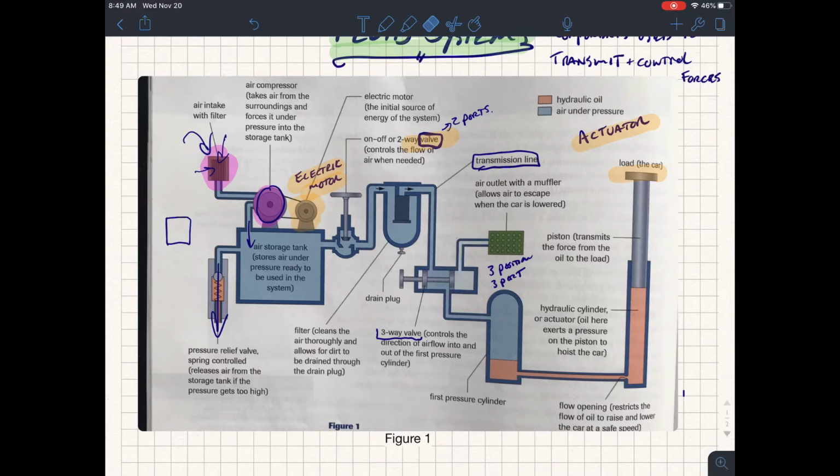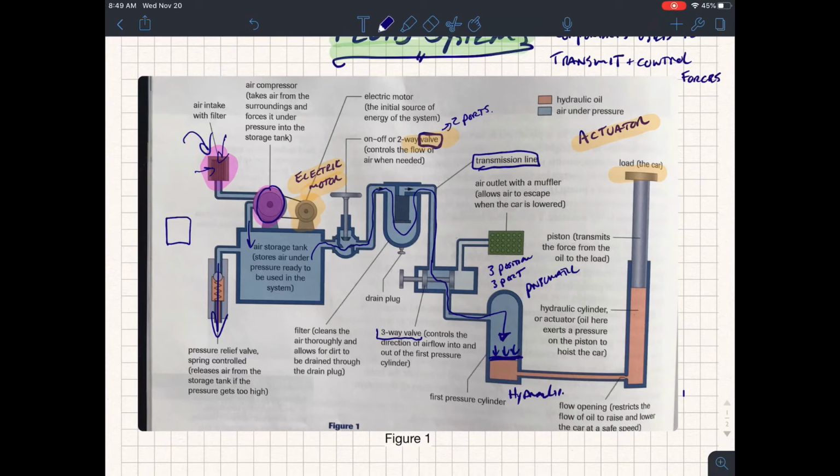Okay. Well, let's keep telling the story though. We have pressurized air that is moving through this valve, through the transmission line, through the filter, down this transmission line, through this valve, and is applying a force that is a function of the area using Pascal's law down here. And here is the interface. The first pressure cylinder is the interface between the pneumatic system and the hydraulic system.